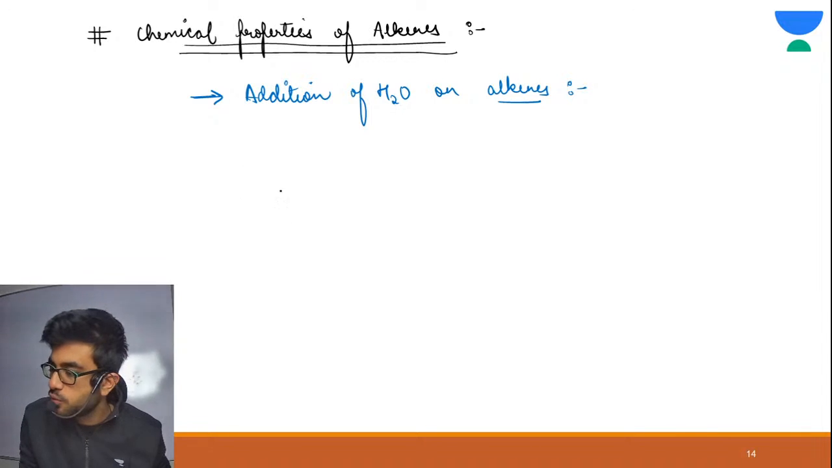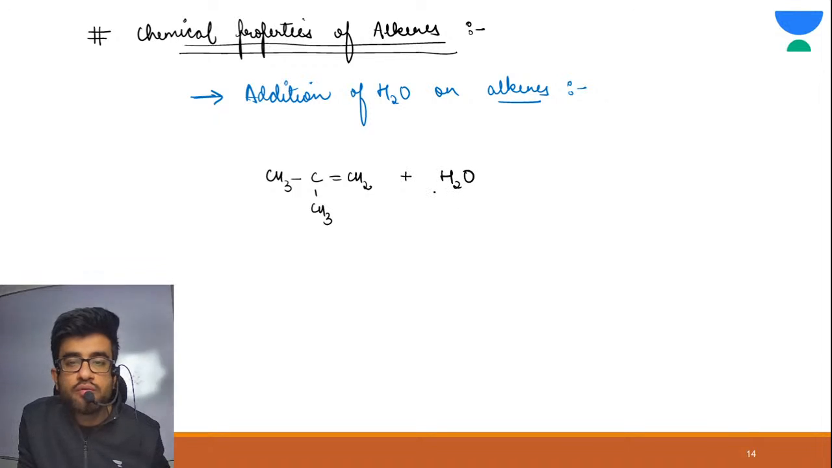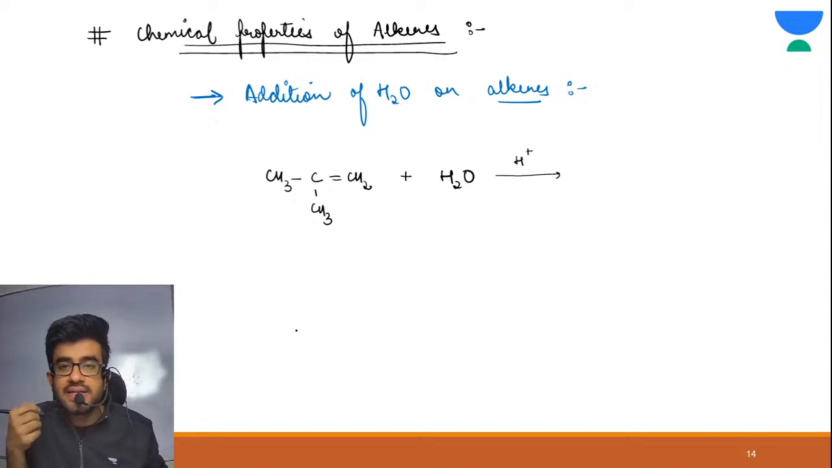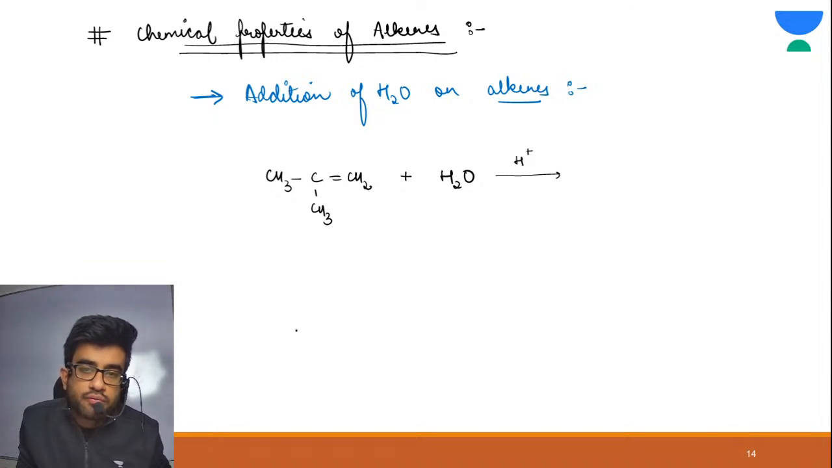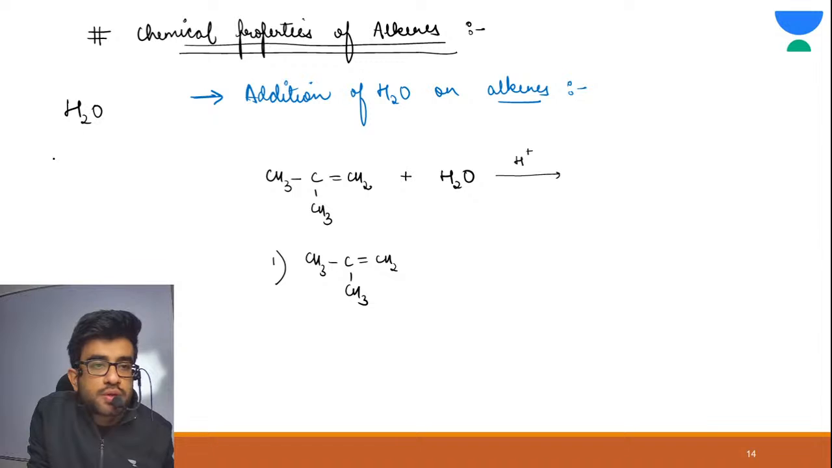Now suppose this is your alkene, and you want to add water over it, in presence of slightly acidic conditions. What do you mean by this? Let me tell you about the mechanism. What is the step? CH3, C double bond, CH2, CH3. Water is made up of two things, H plus and OH minus.